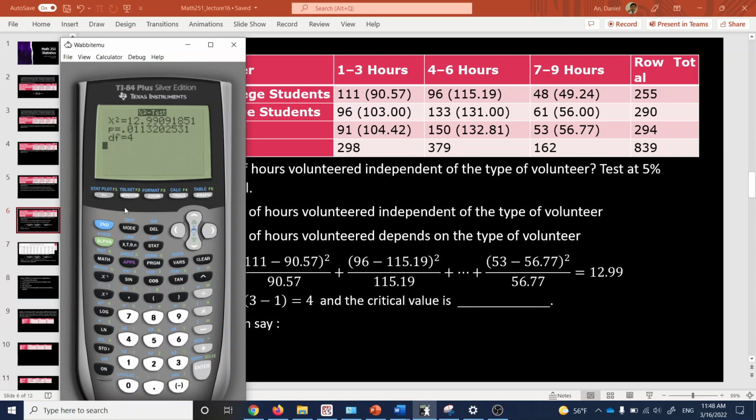And as you can see, you see this chi-square statistic 12.99 right here, right? And you also see that the p-value is 0.01, so that is less than the 5%. Do you agree? Right?